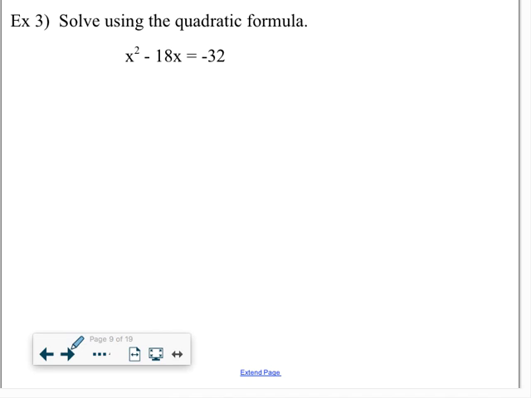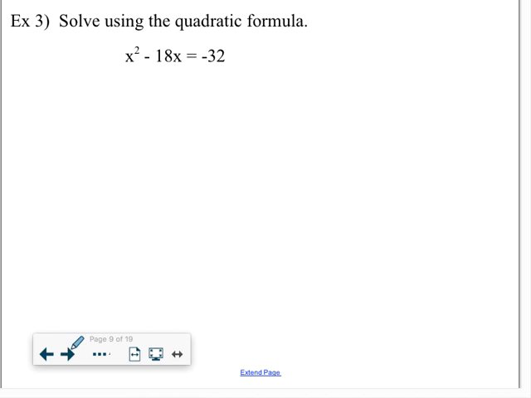All right, now, because this is somewhat review for you, I want you guys to try example 3 on your own. See how far you can get without me. It says, solve using the quadratic formula. x squared minus 18x equals negative 32.